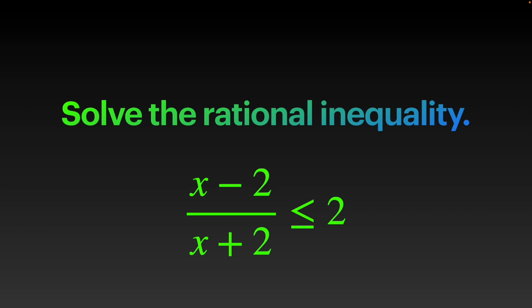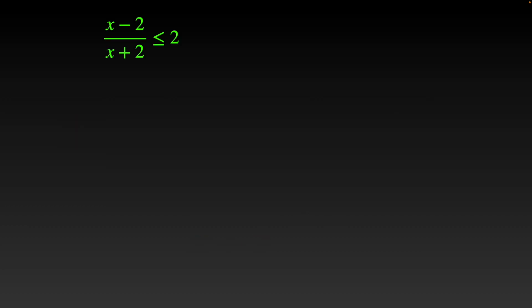In this video, we'll take a look at how to solve a rational inequality. Here is our example. First thing we want to do is make sure we have 0 on the right hand side. Right now we have 2. Therefore, let's subtract 2 from both sides. That will give us a 0 on the right hand side.